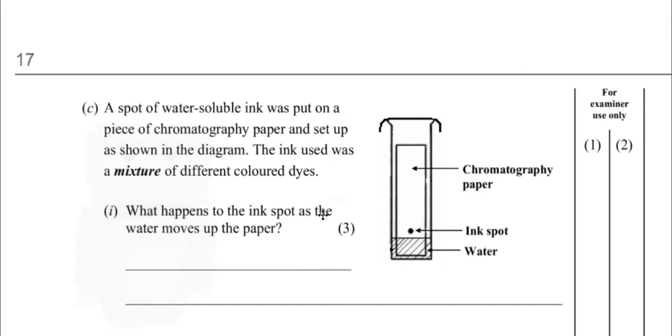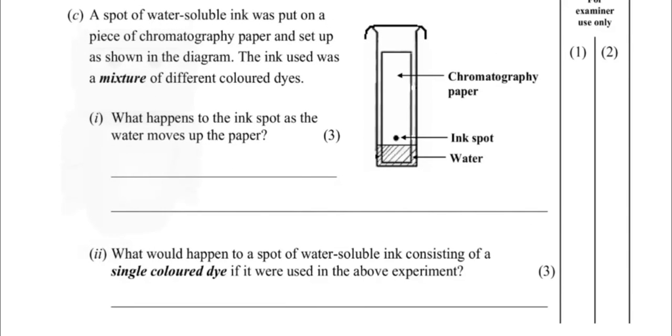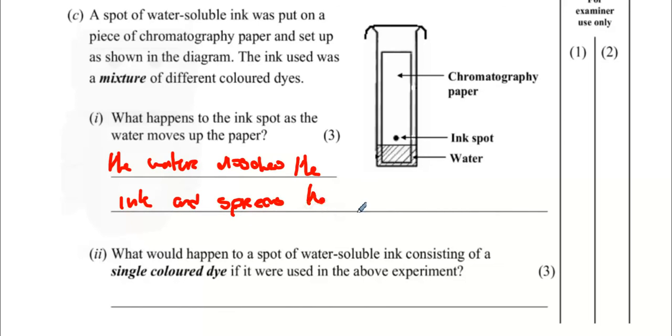Question 17. Happy days, nearly there. A spot of water-soluble ink was put on a piece of chromatography paper and set up as shown. What happens to the ink spot as the water moves up the paper? The water dissolves the ink and spreads it upwards throughout the paper.